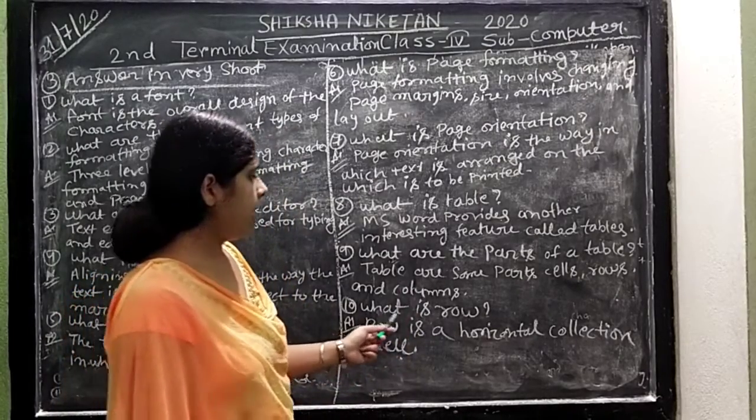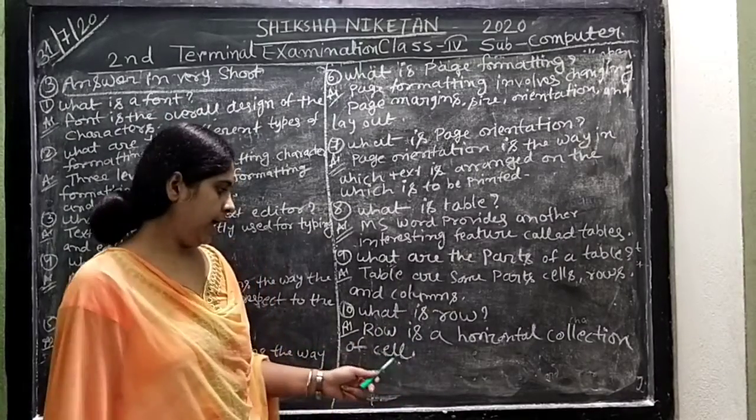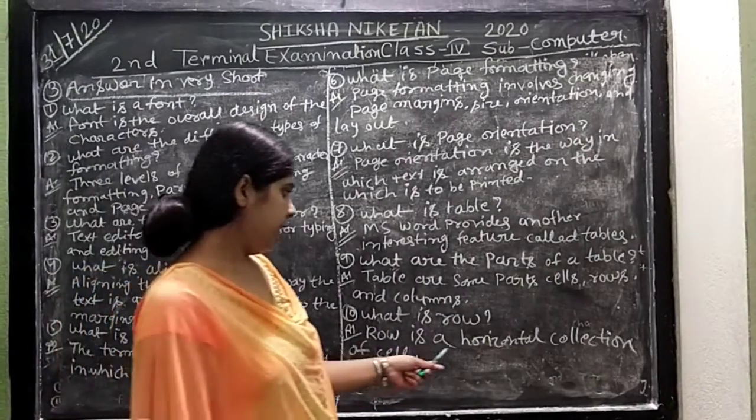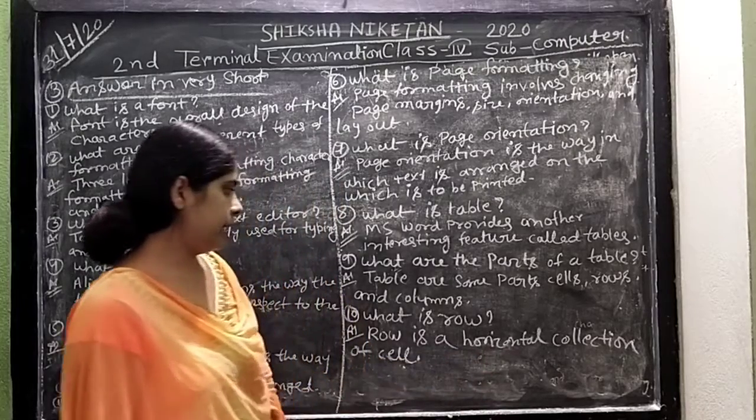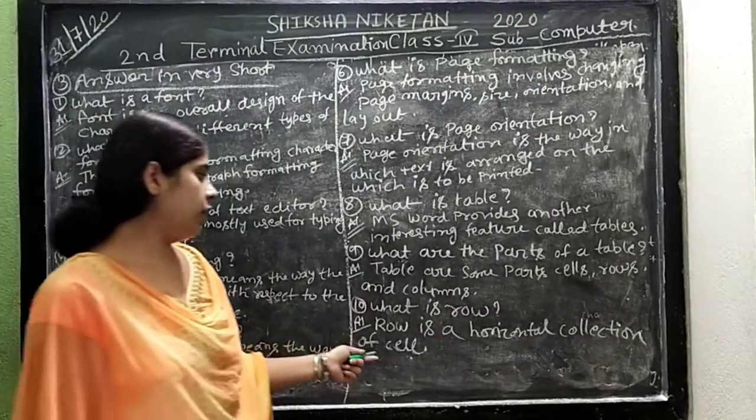Question number 10. What is a row? Answer is here. A row is a horizontal collection of cells.